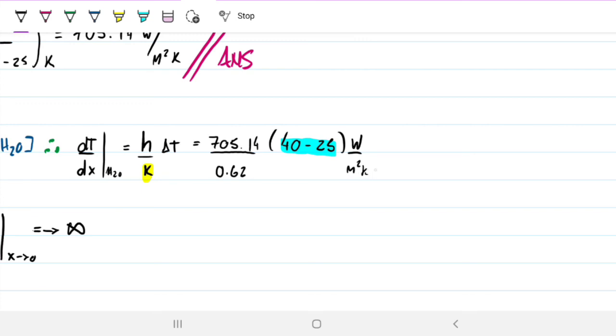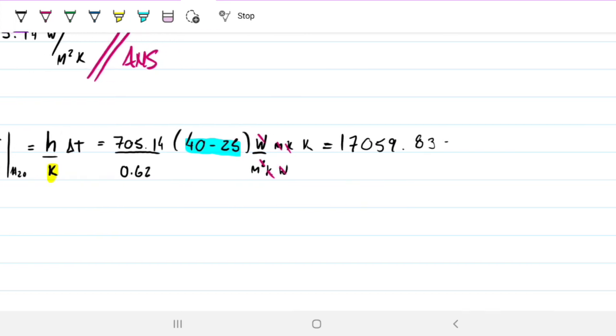Unit-wise, we have this, and we have this, and then we're multiplying by Kelvin or Celsius. Okay, so watts and watts, Kelvin and Kelvin, meters and square, so Kelvin per meter or Celsius per meter will be our gradient. And this turns out to be a very big number, approximately 75059.83 something, so we can approximate that to, let's just go with 60, all right, Kelvin or Celsius per meter.